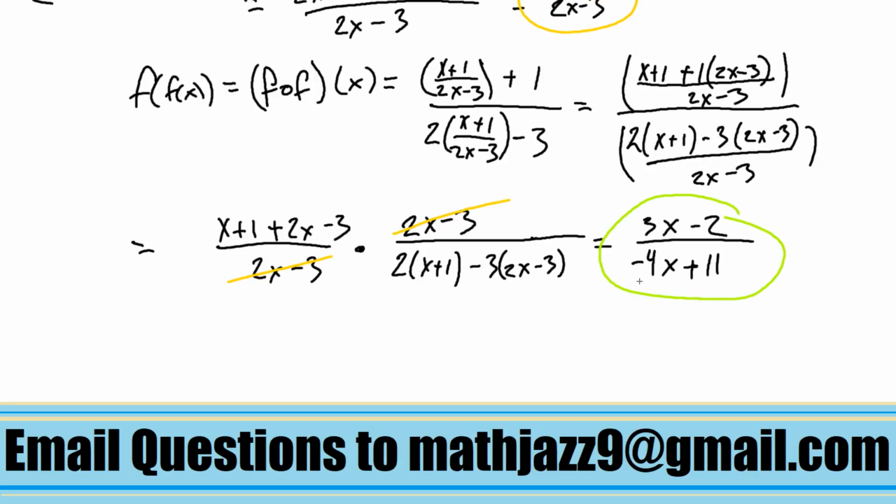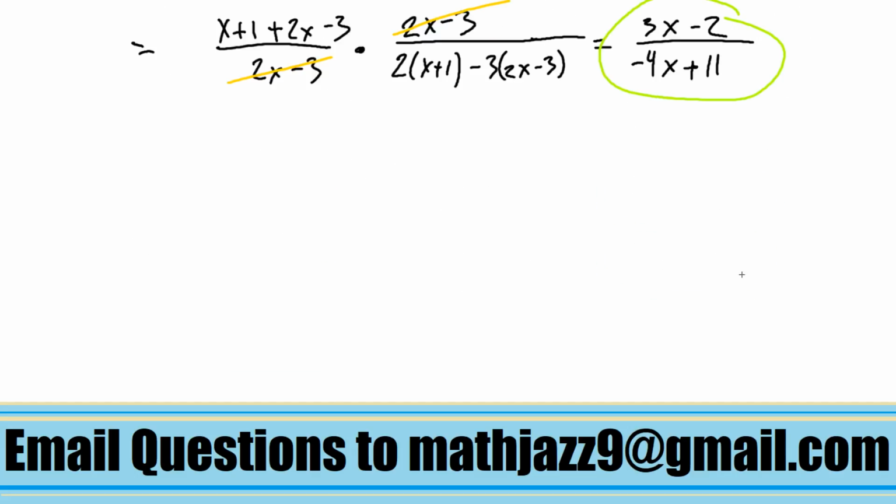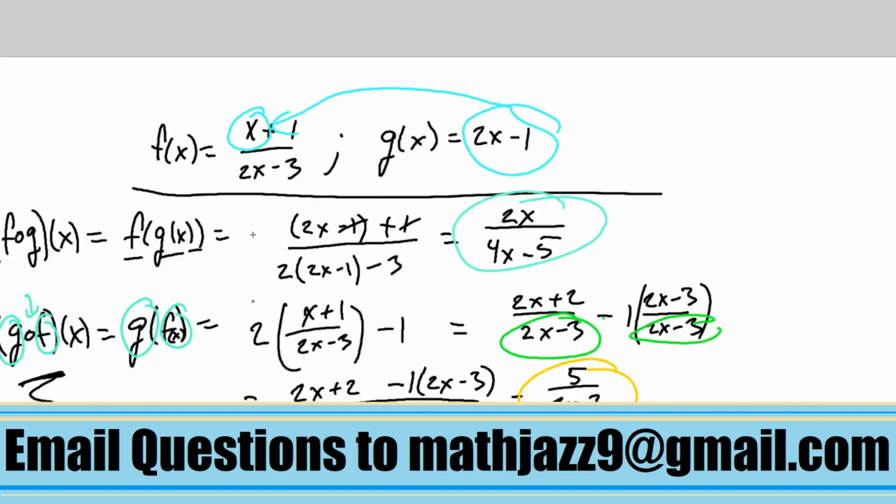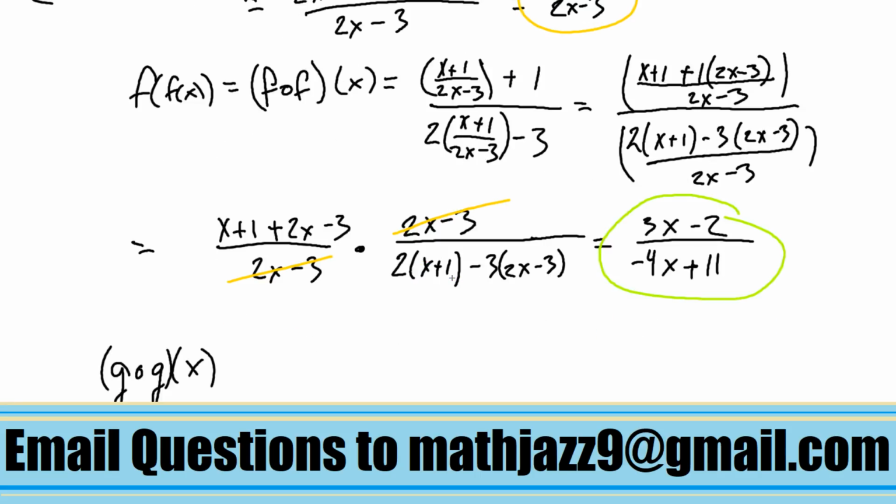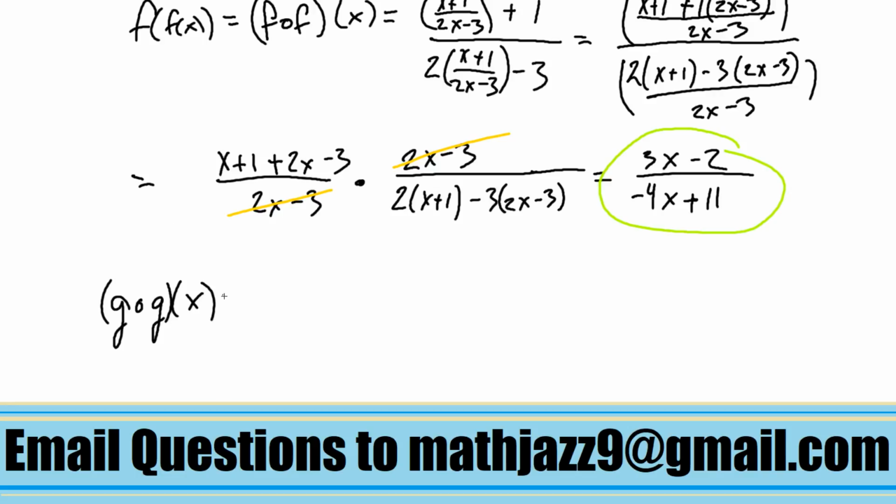Okay. Scroll down a bit more. We want g of g of x. Well, what was g in the first place? g was 2x minus 1. This will seem like absolute cake. 2x minus 1.